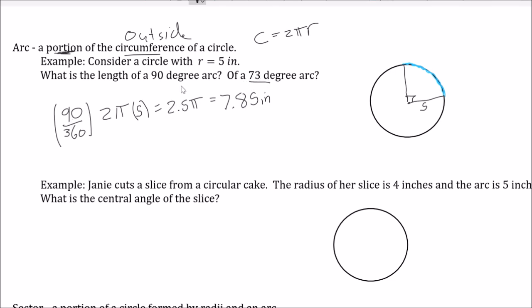This would be a great time for you to pause the video and try it on your own, so I encourage you to do that. When you're ready, hit play. Okay, here's all it is. Same old deal, same old circle. So it's still 2 times pi times 5.